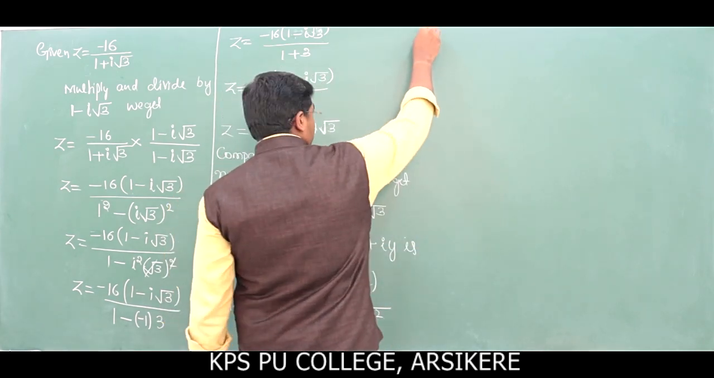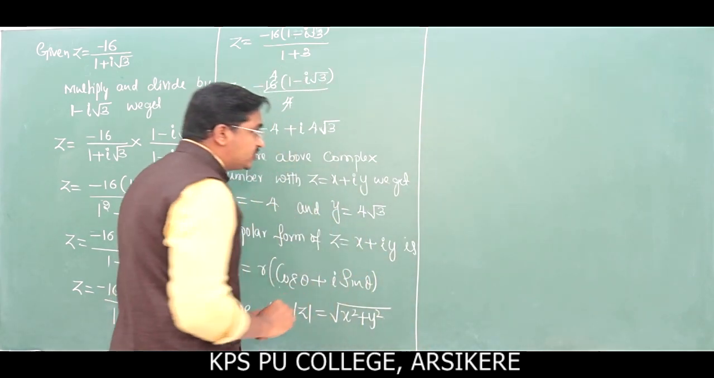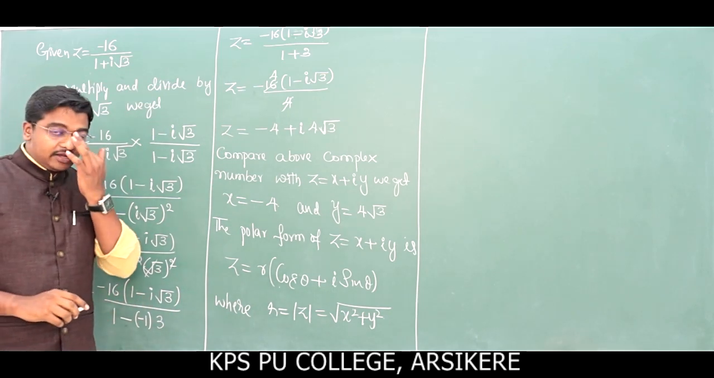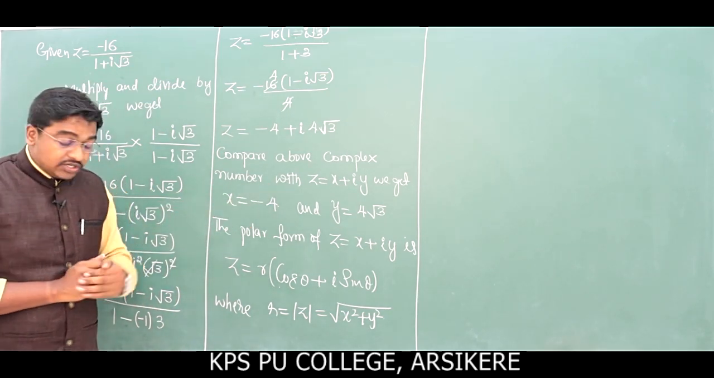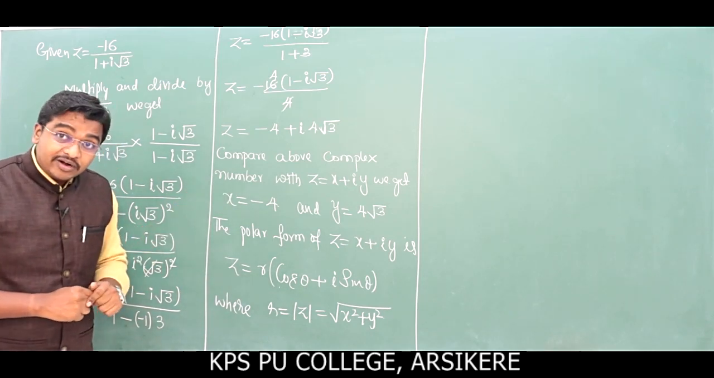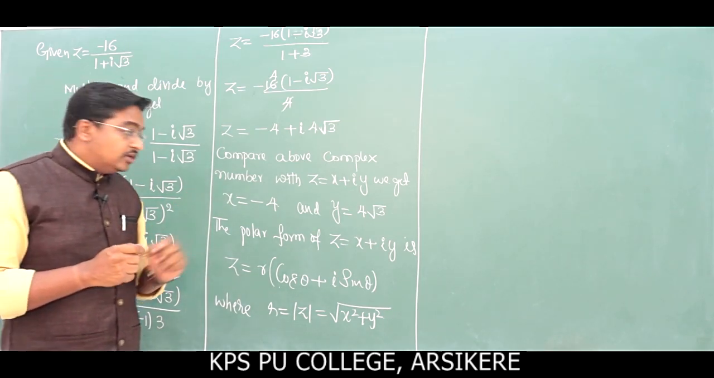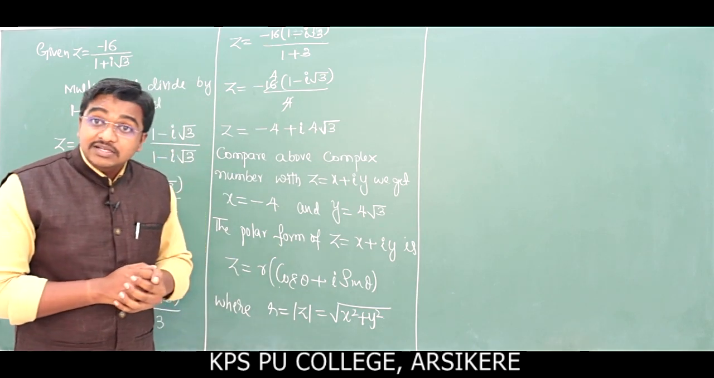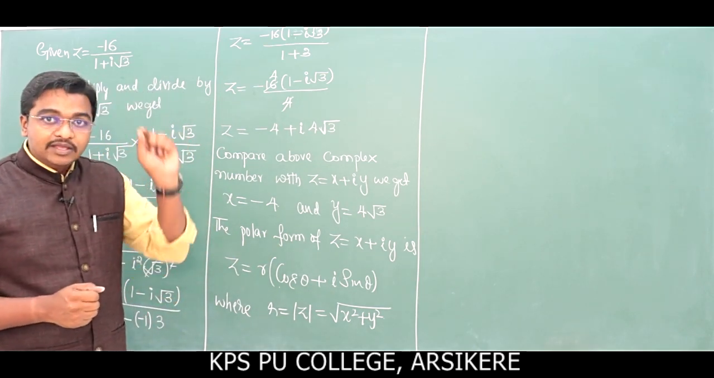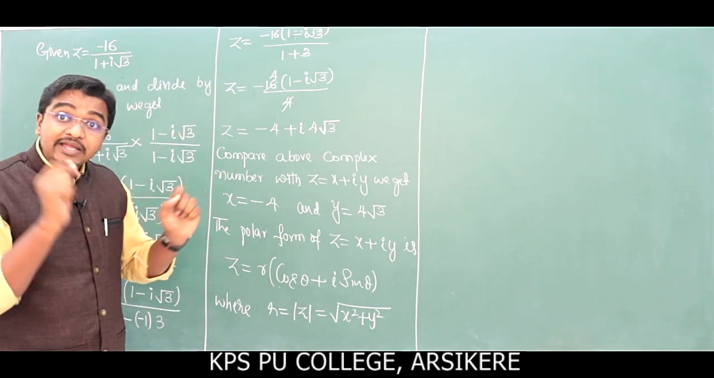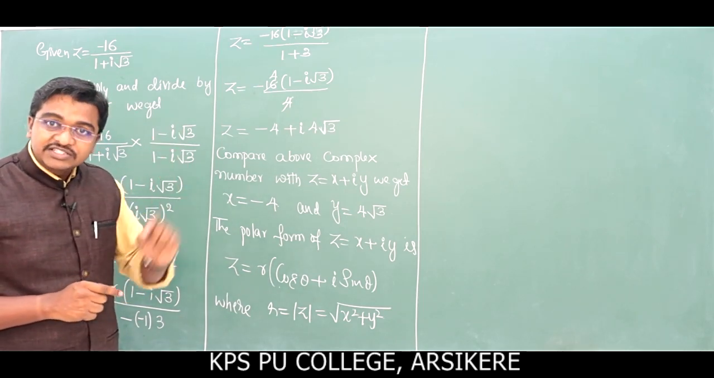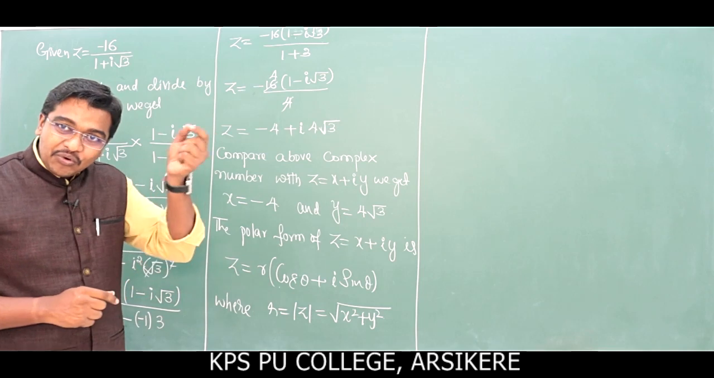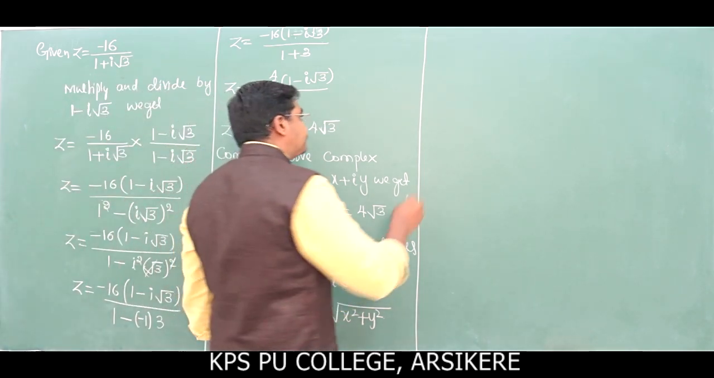Then how to find that? Here we have to observe the sign of x and y. What is the sign of x? We have negative, and y is positive. So obviously, in which quadrant do both lie? Second quadrant. When the point lies in the second quadrant, theta becomes pi minus alpha. What is alpha there? Alpha is equal to tan inverse of y divided by x.